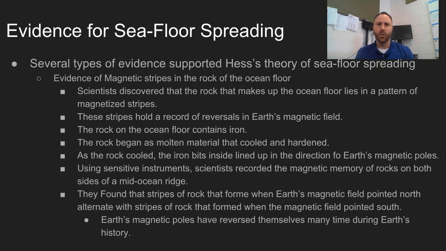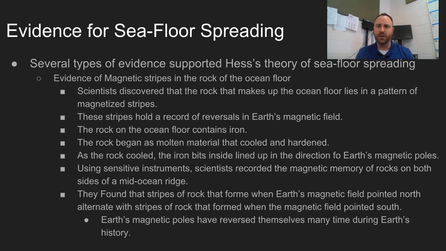The next one was evidence of magnetic strips in the rock of the floor. Now, scientists discovered that the rock that makes up the ocean floor lies in a pattern of magnetized strips. These strips hold a record of reversals in Earth's magnetic field. The rock of the ocean floor contains iron. The rock began as molten material that cooled and hardened, and as the rock cooled, these bits of iron inside of them lined up in the direction of Earth's magnetic poles. Using sensitive instruments, scientists were able to record the magnetic memory of rocks on both sides of the mid-ocean ridge.